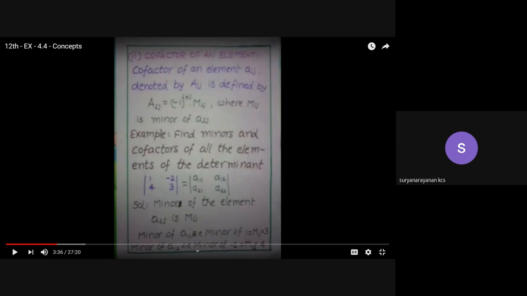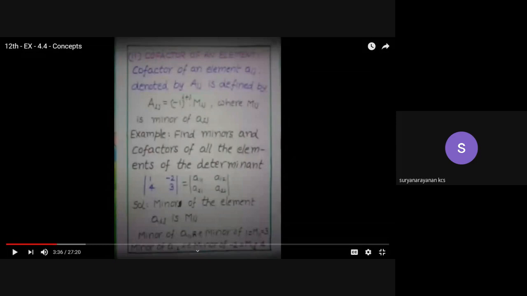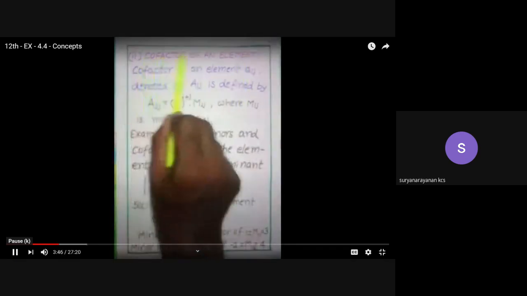Okay, right. Now come to the next concept, that is cofactors. This is also a very simple concept. Listen to this concept carefully, my children. The next concept in this exercise is the cofactor of an element. First concept is minor of an element, and second concept is cofactor of an element. Let us define what is the cofactor of an element.